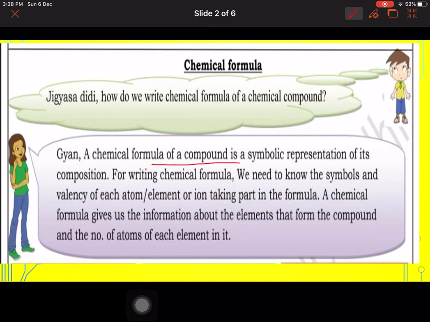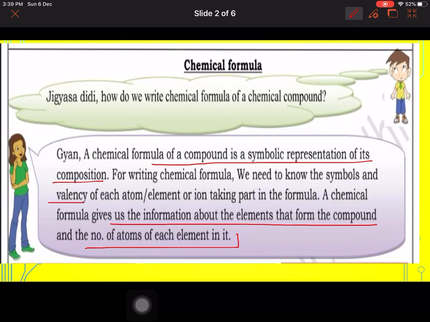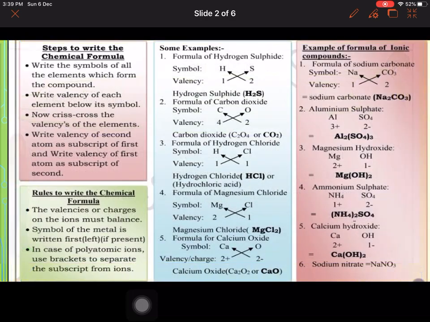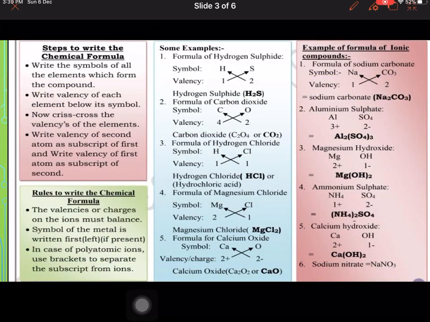The chemical formula of a compound is the symbolic representation of its composition, that is, which elements participate in it. This chemical formula gives us information about the elements that form the compound and the number of each element taking part. For writing a chemical formula we should know the valency of each atom, element or ion taking part in a reaction. There are different steps which are taken for writing the chemical formula.